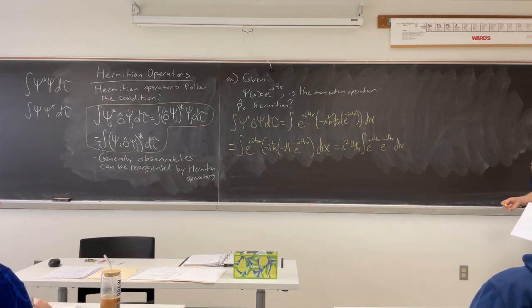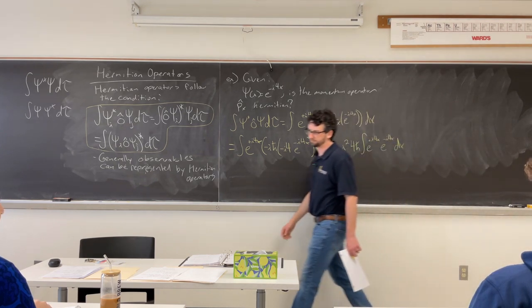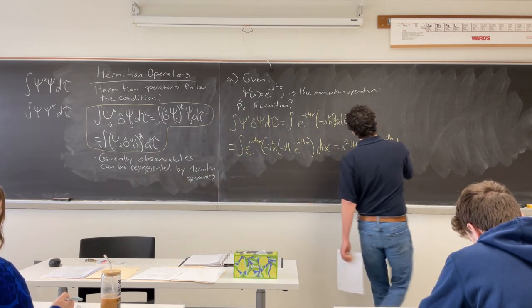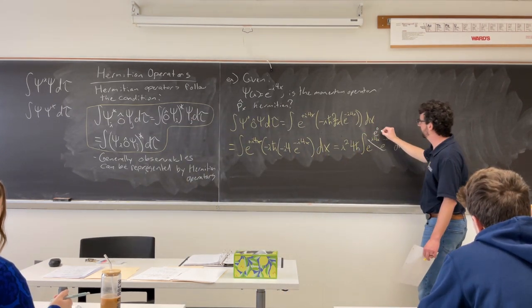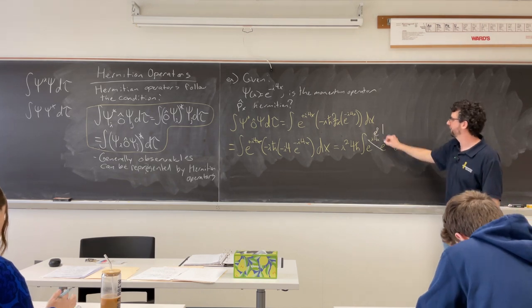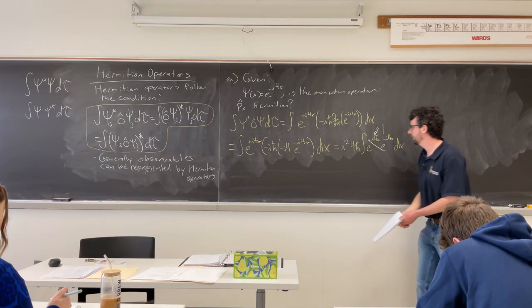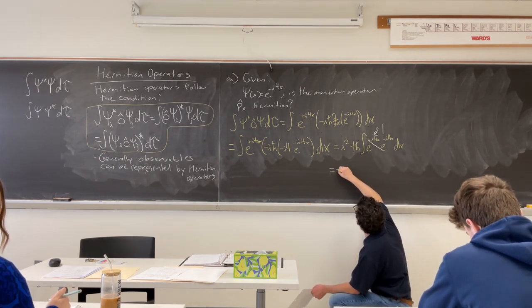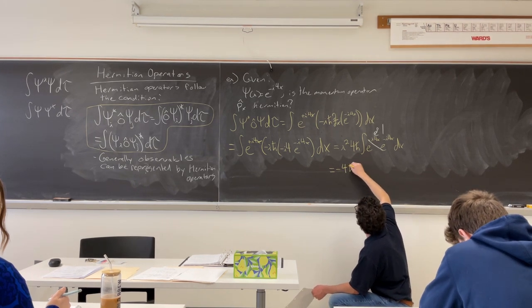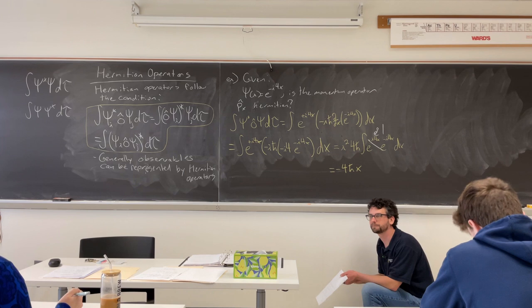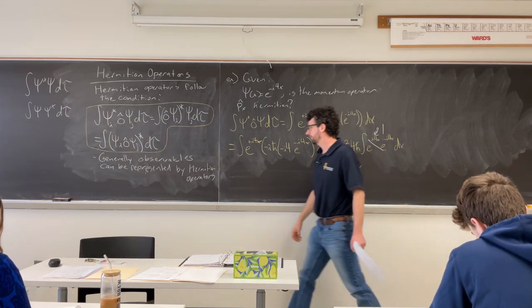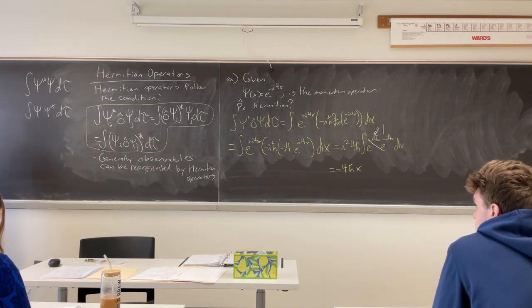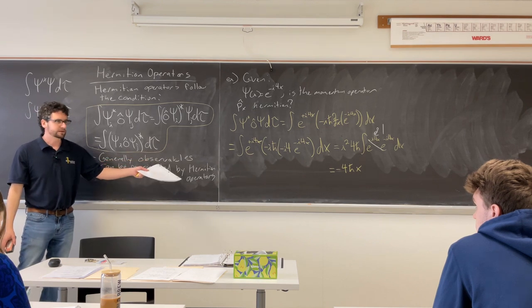Okay. What now? Yeah. This will get you e to the 0, which is what? Love that integral. Okay. What are we going to get out in the end? Yeah. Okay. Negative 4h bar x. What do we have to do next to show that this is Hermitian?